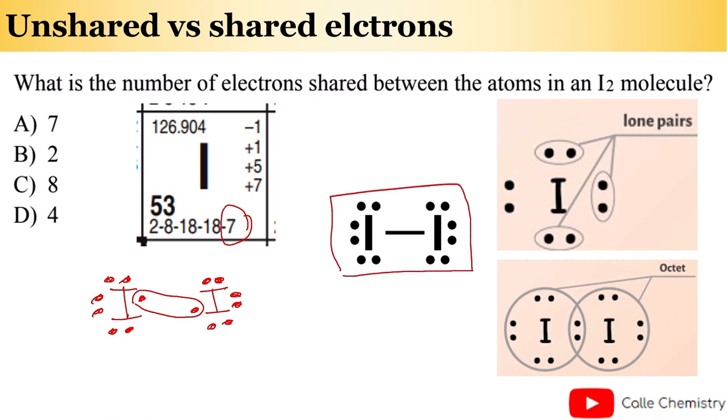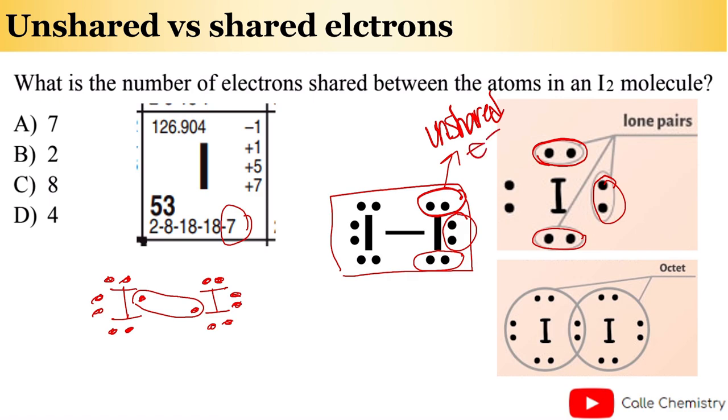Now that we have the Lewis dot diagram of I2, I'm being asked, what are the number of electrons being shared? So the electrons that you see on the outside, so that would be this one, and this one. Those are called lone pairs because they are not being shared. So these are also called unshared electrons. So either called lone pairs or unshared electrons.